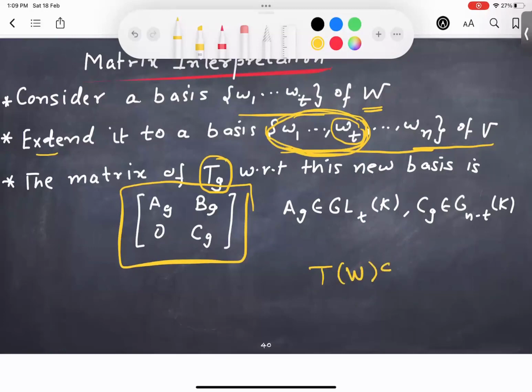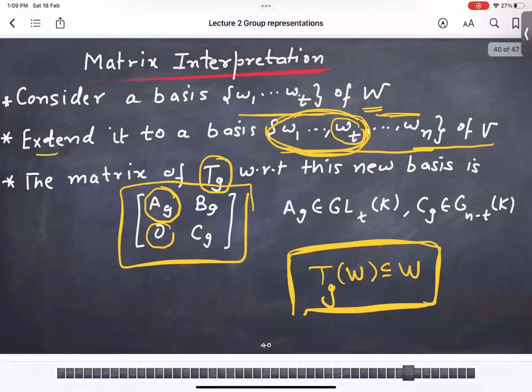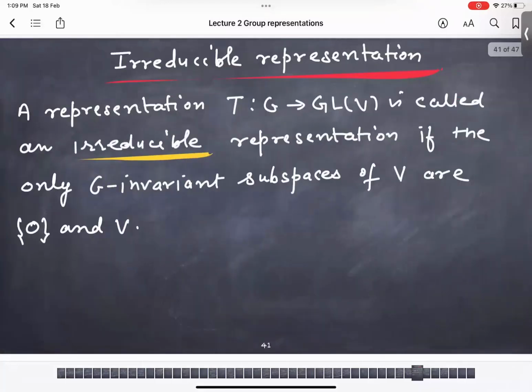T_g of W is contained in W for all g. So because of this, in the first m columns you will be getting zeros beyond this. So the matrix will look like this. Our aim is to go close to the block diagonal matrices. That is what the aim is.